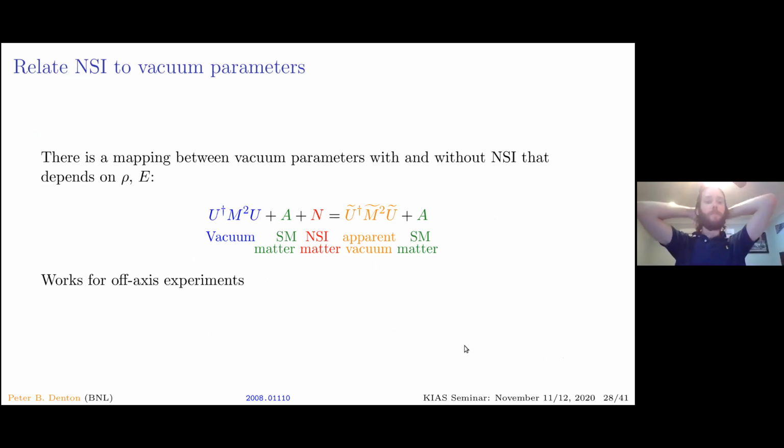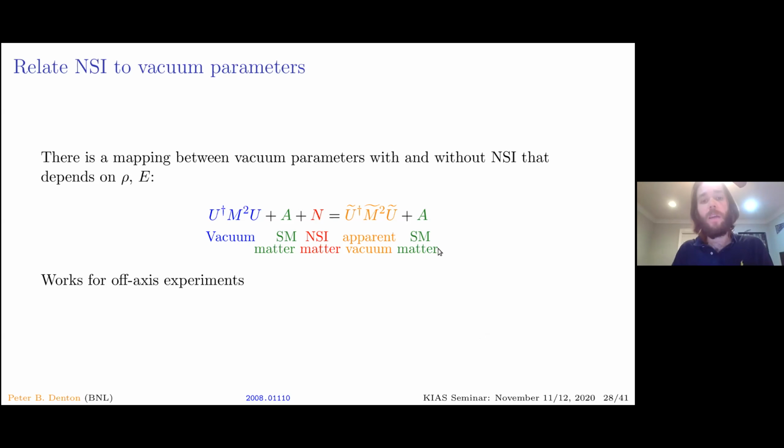So you can relate this NSI scenario to a standard model scenario. And that's what this colorful equation here is trying to show. On the left, you can think of this as maybe what's really going on, assuming there really is non-standard interaction. So this is what the Hamiltonian would look like. There's the vacuum term, U m² U†, there's the standard model matter term, which I'm calling A, and there's some new physics matter term. And what I can do is write down that this is the same as some different vacuum terms, some apparent vacuum terms, and the same standard model matter.